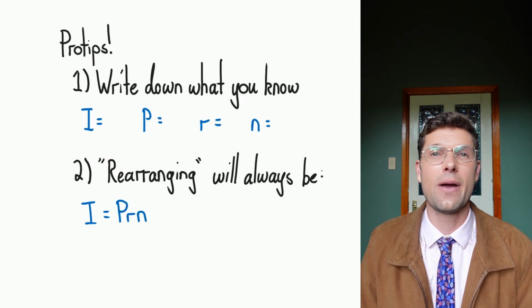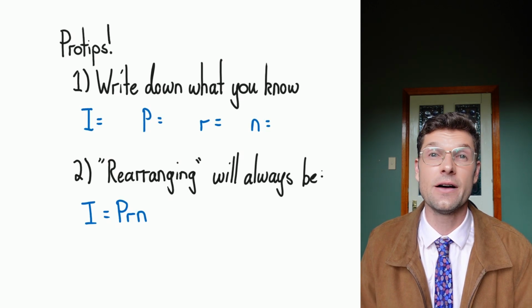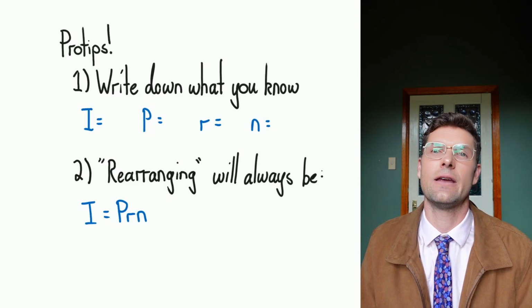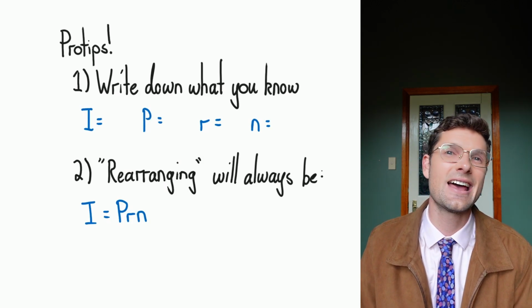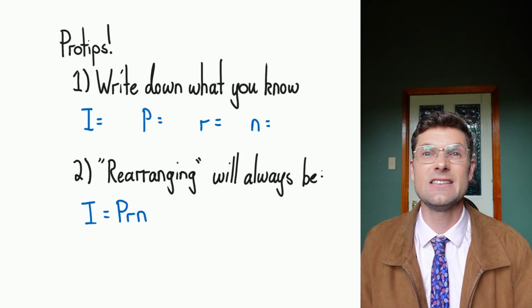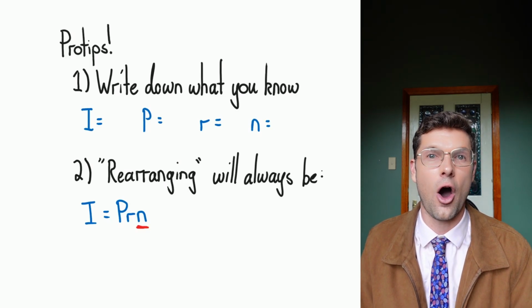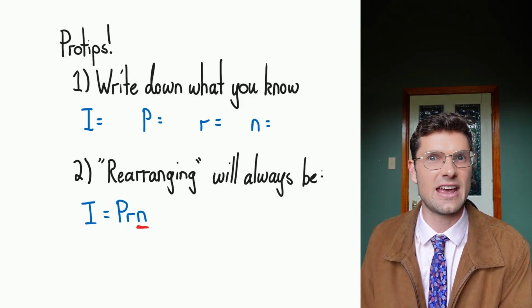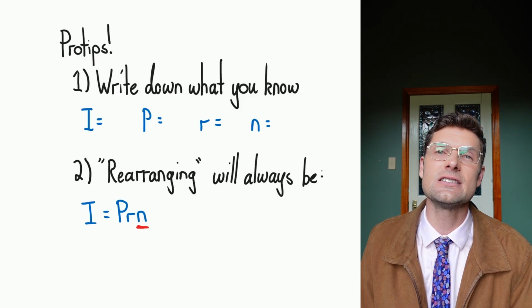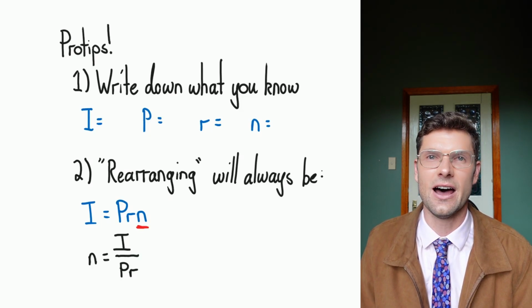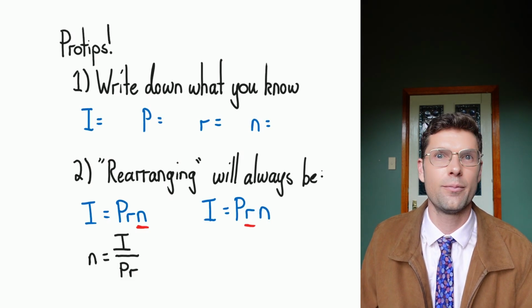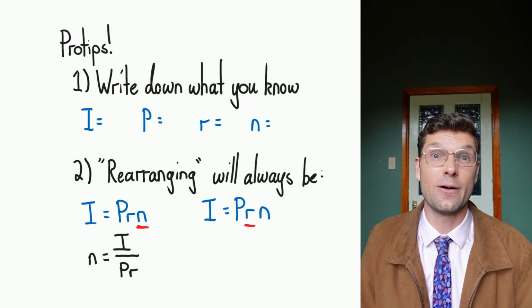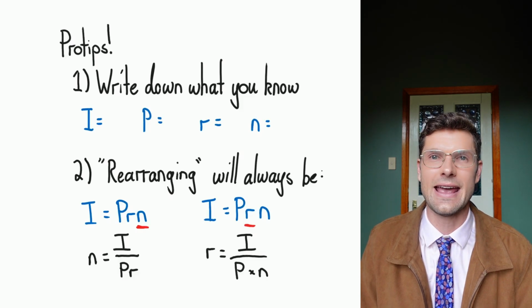The other thing to think about is that when we rearrange this formula, so if we're not trying to find I, if we're trying to find P, R, and N, all we've got to do to the other two things is divide them off. So in this example, if I was looking for N, so I is equal to P times R times N, to get N by itself, I would just have to divide off P times R. And then if I wanted to find the rate by itself, all I'd have to do is divide off P times N. So I'd be left with R is equal to I over PN.